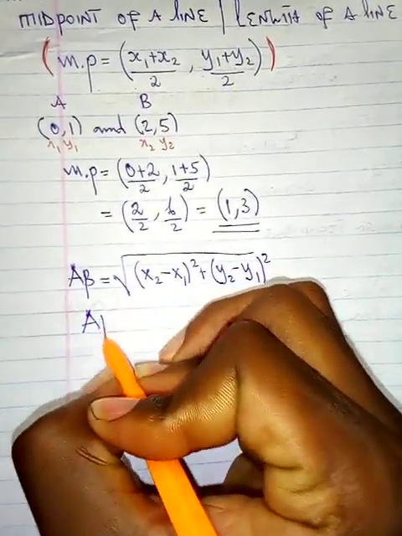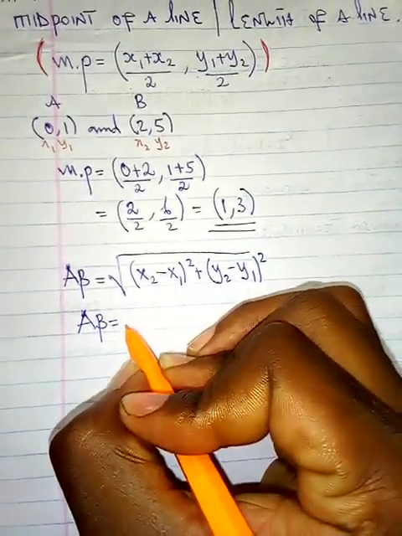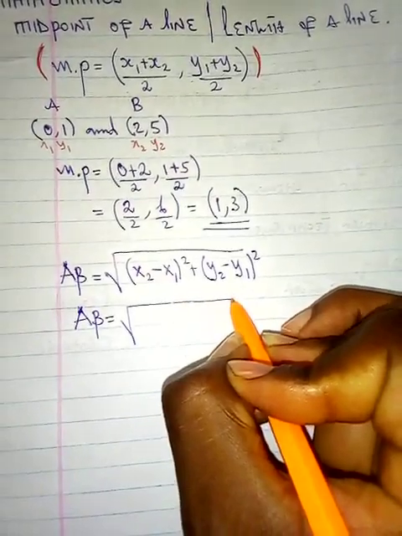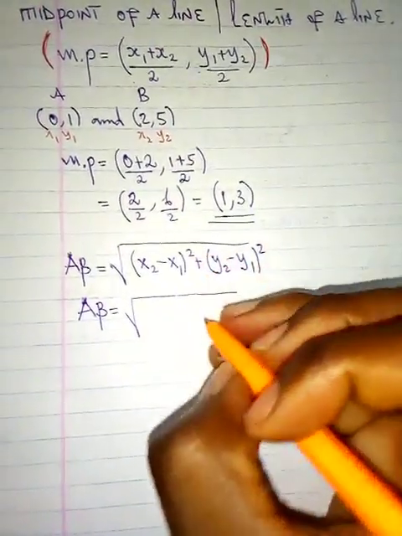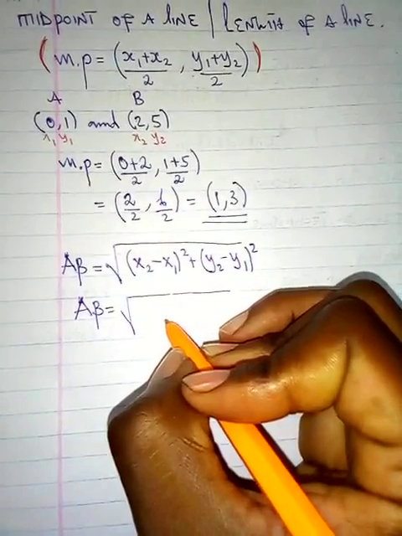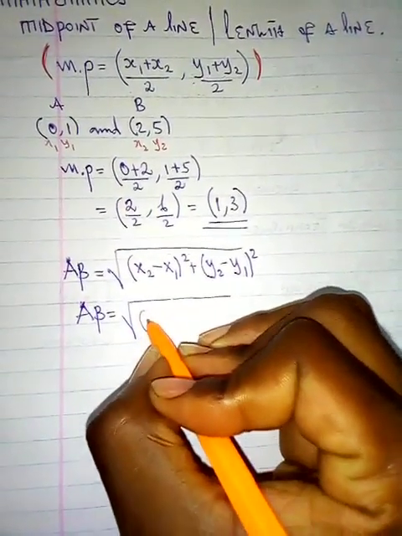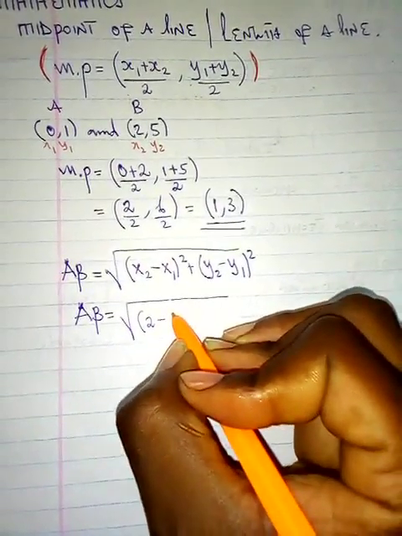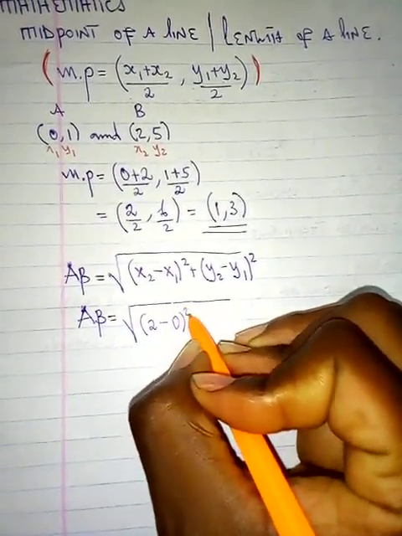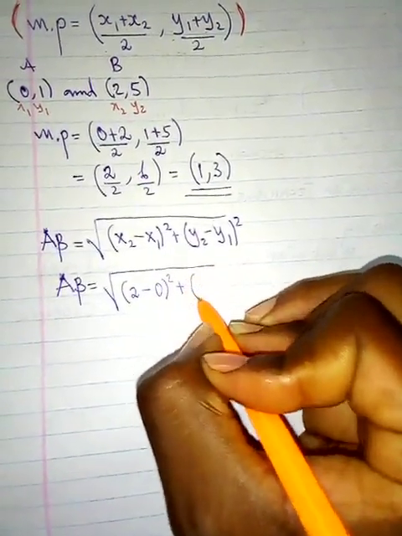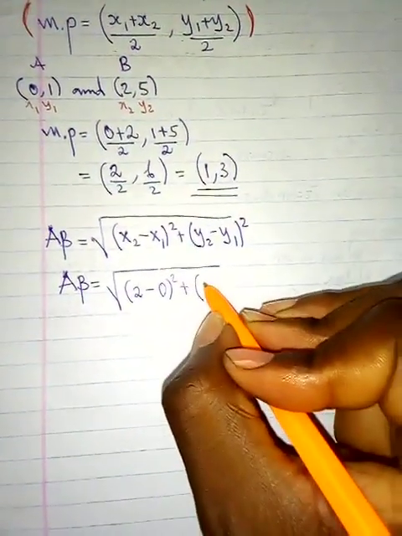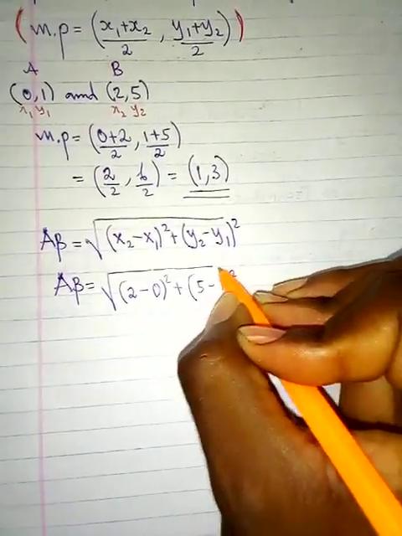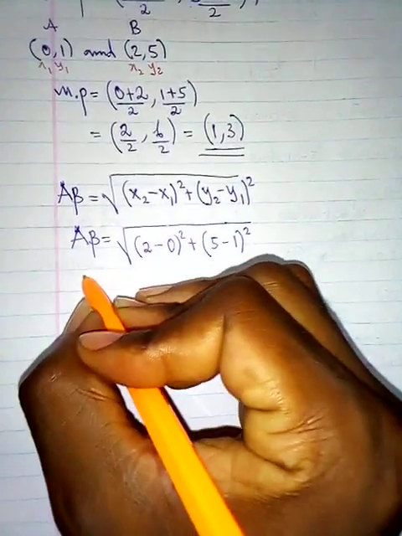So AB will be equal to, the key here is only to determine your x and y values and put them correctly in that formula of yours. So your x2 here is just going to be 2 minus your x1, your x1 is just 0, right? Squared plus your y2 is 5 minus 1 squared. So this is going to be AB.